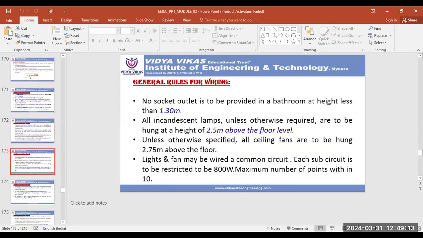Next point, no socket outlet is to be provided in a bathroom at a height less than 1.3 meters.